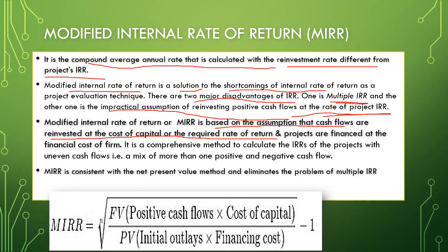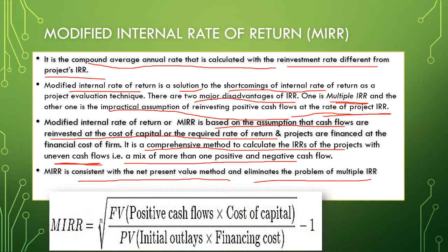It is a comprehensive method to calculate the IRRs of projects with uneven cash flows. With uneven cash flows, IRR causes some problems, but MIRR gives a solution. There is a mix of more than one positive and negative cash flow. It is consistent with the NPV method and eliminates the problem of multiple IRR, that is, the multiple rates. So this is the formula: future value by present value under root, minus 1.